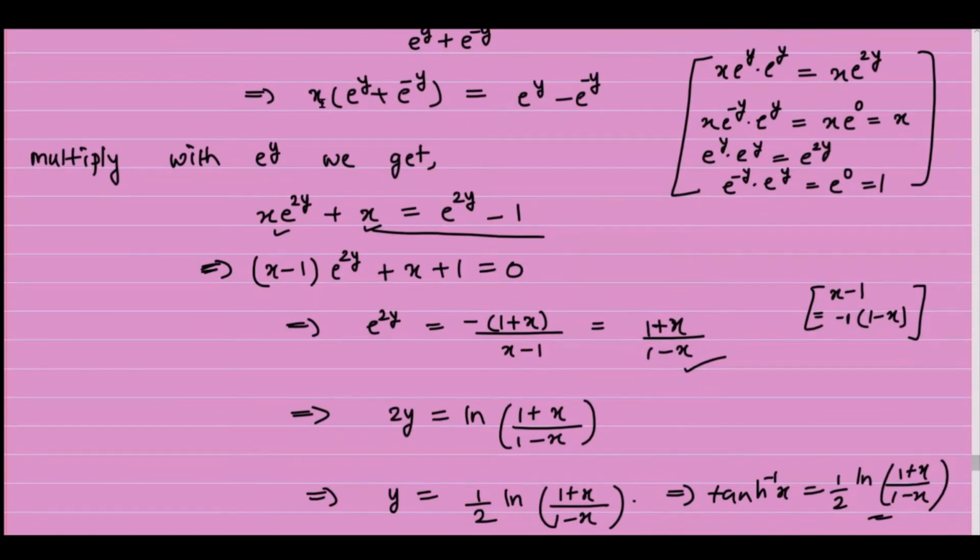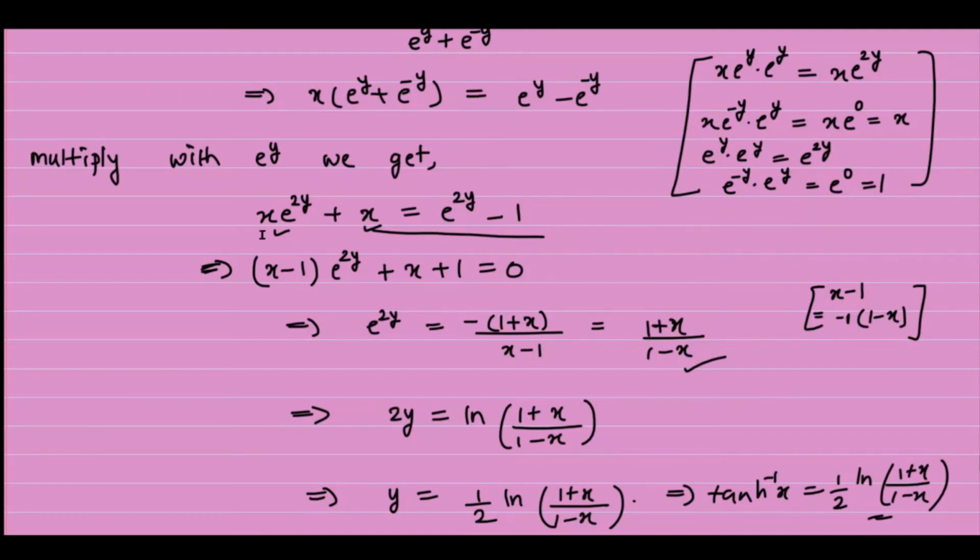when we multiply here, we have x into e raised to y into e raised to y, which is x into e raised to 2y. So we'll get the first term x e raised to 2y. The second term is x into e raised to minus y into e raised to y, which is x into e raised to 0, and e raised to 0 is 1. So we got the second term as x. And in the RHS, when we multiply with e raised to y, we will get e raised to y into e raised to y, which is e raised to 2y, minus e raised to minus y into e raised to y, which is e raised to 0, and it is 1.